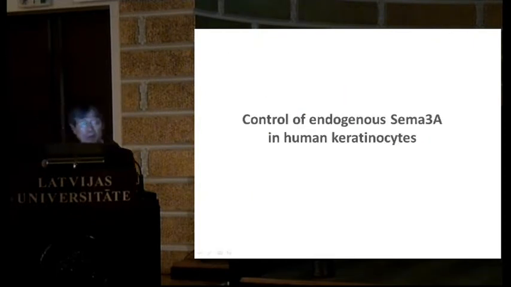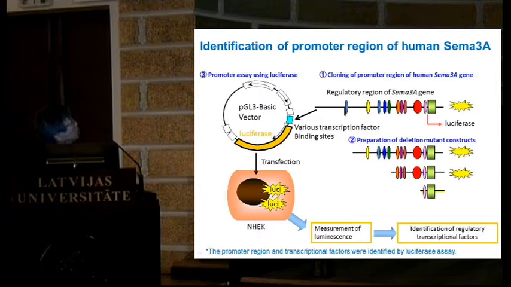From now, I would like to talk about the control of endogenous semaphorin 3A in human keratinocytes. Identification of the promoter region of human semaphorin 3A. The regulatory region of the semaphorin 3A gene was inserted into a vector, and the promoter region and transcription factor were identified by luciferase assay.